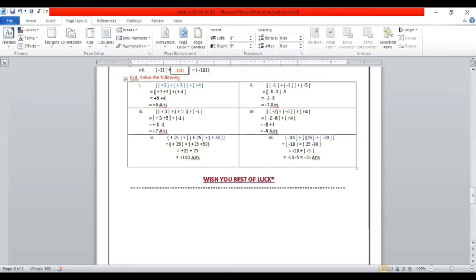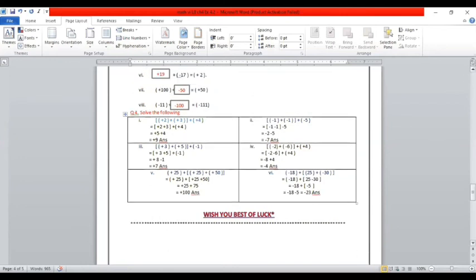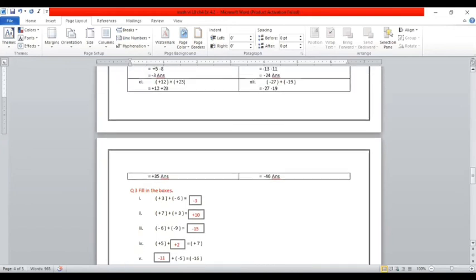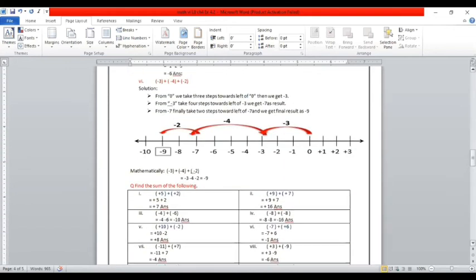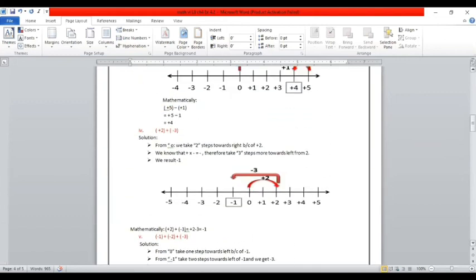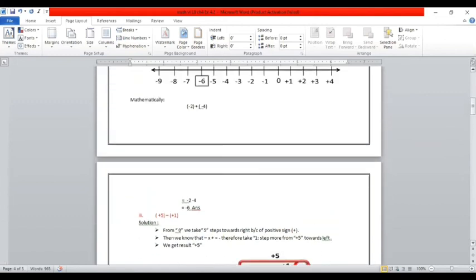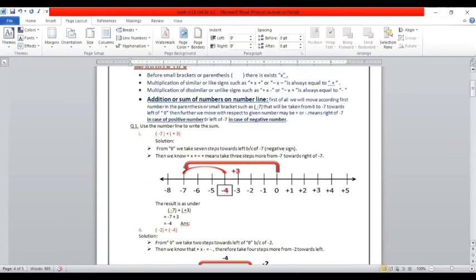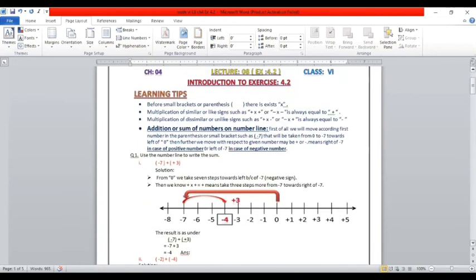Dear student, this was about the exercise 4.2. Alhamdulillah, we have completed the 4.2 exercise. I hope that you understood and you have to also practice. And if you have any problems, we will share with each other.